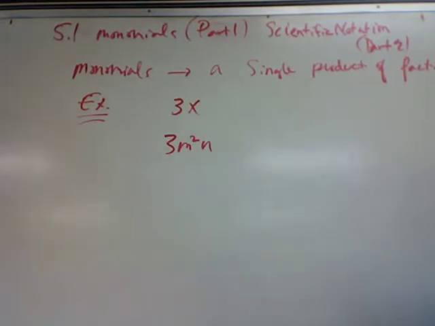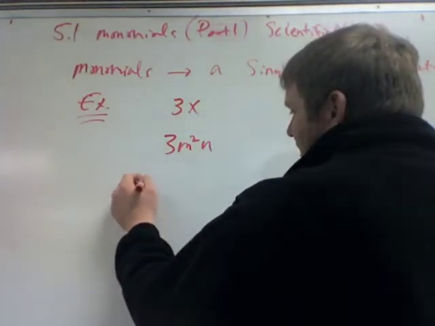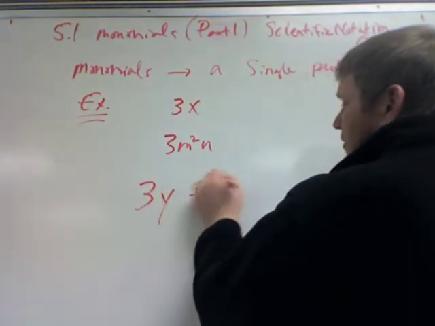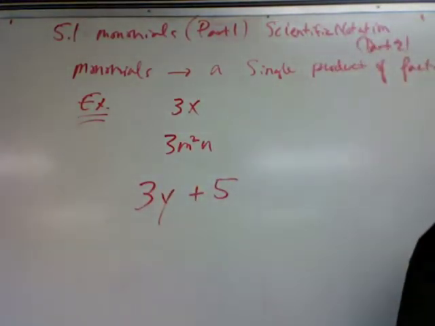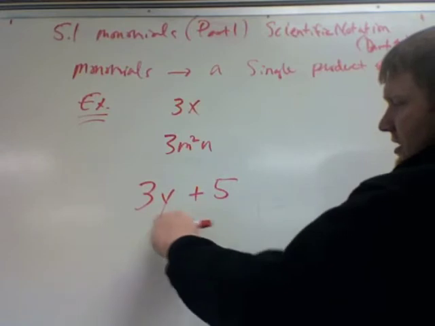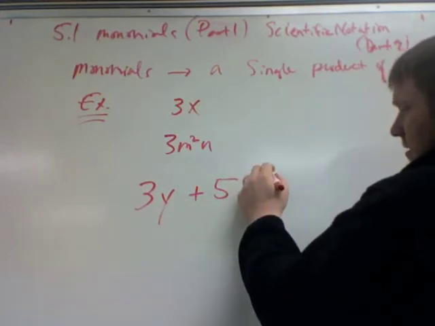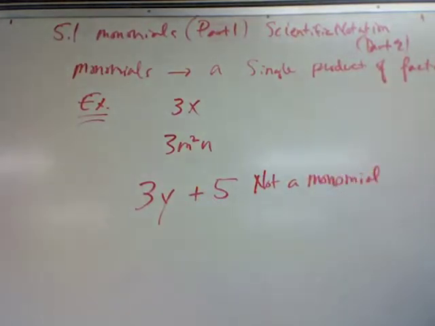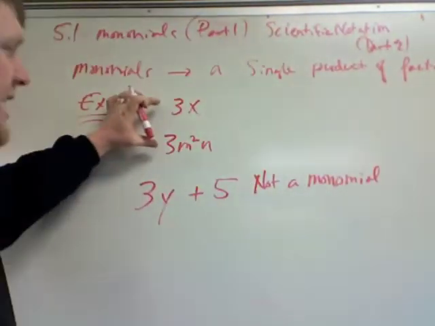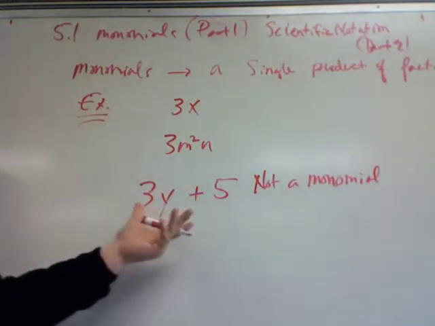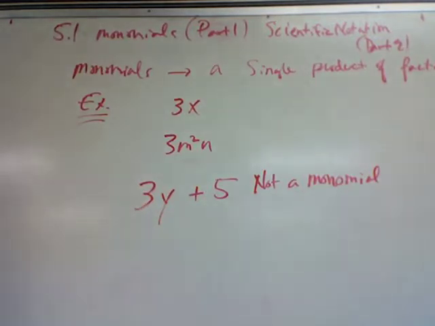What's not a monomial? You have 3y plus 5. Now that there's addition, there are two different terms here, 3y and 5. Therefore, this expression is not a monomial. Notice the difference. Even if you have subtraction going on here, it would not be a monomial.